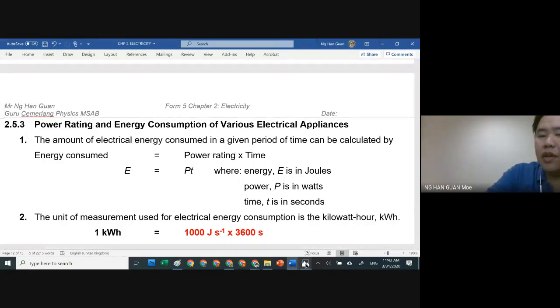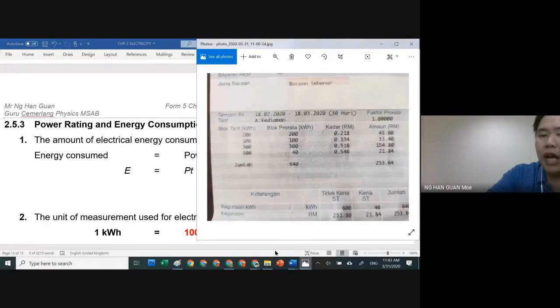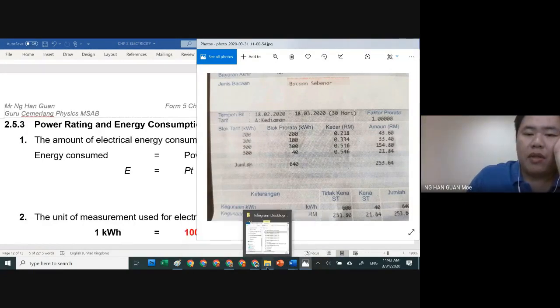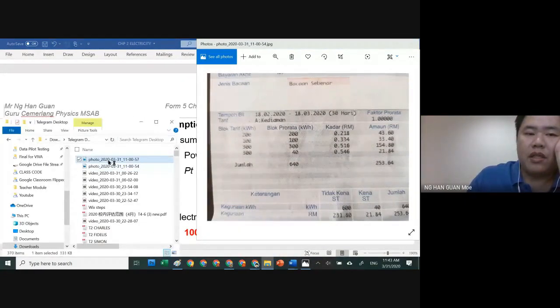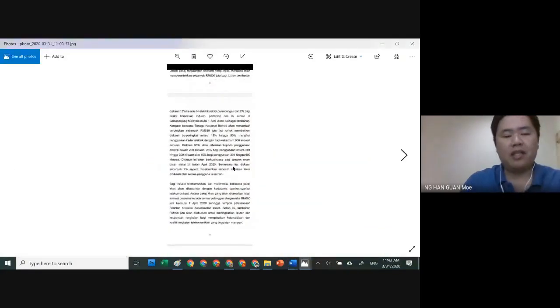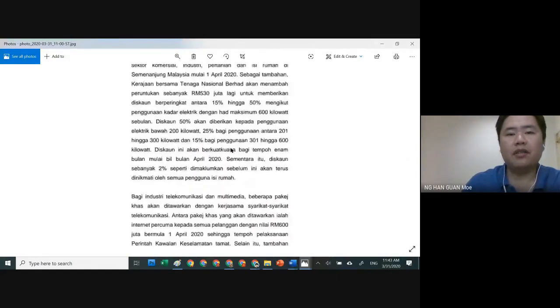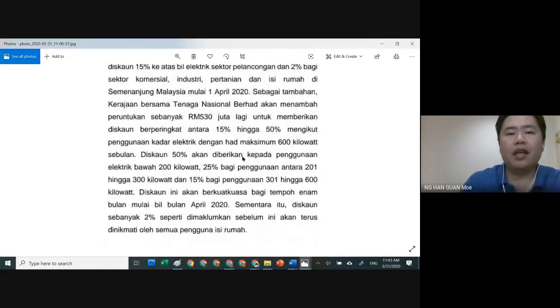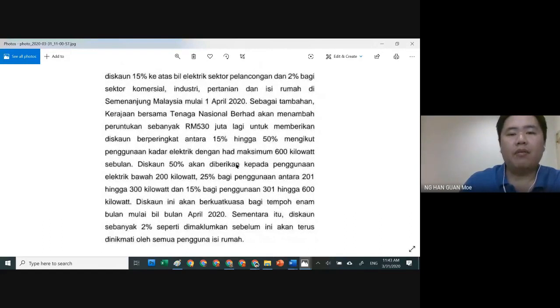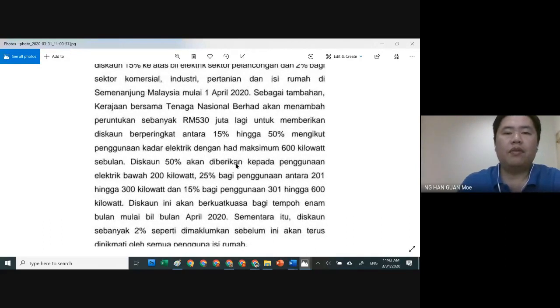If you still remember, I asked you to prepare the electric bill for your house. We're going to do some calculation practice today, because of this announcement. Let me open what announcement that is. I think your parents know about this, and there are so many asking actually. It is the announcement made by our Prime Minister a few days back.